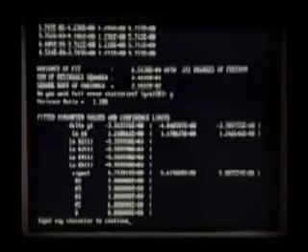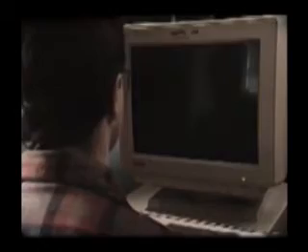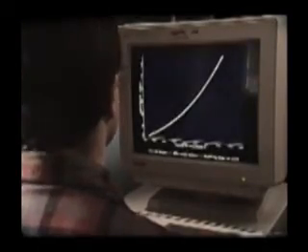Next, a model is proposed, the investigator's best guess at an equation that might properly describe his data. The computer then adjusts the variables of the equation again and again until the model has been made to fit the data the best that it can.